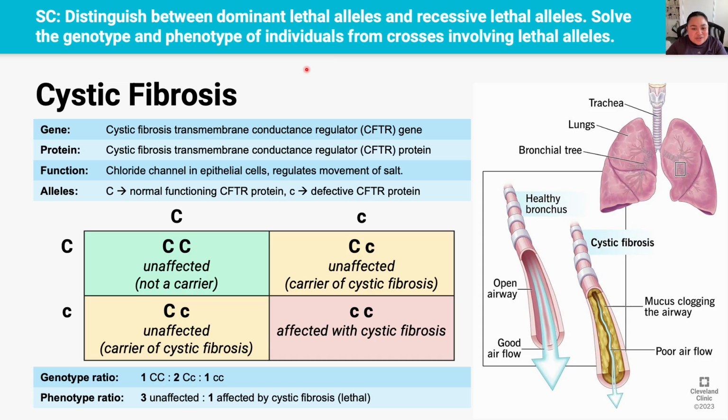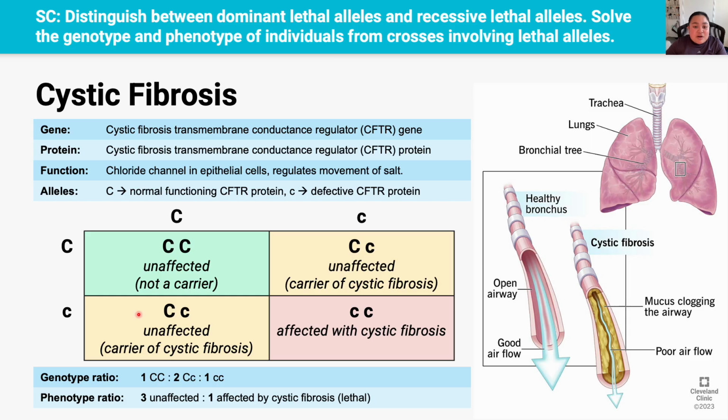Now, we don't perform crosses on humans because humans aren't lab animals, so this Punnett square is just hypothetical and shows us the predicted genotype of offspring from a cross between two heterozygotes. The expected genotype ratio is 1 to 2 to 1, but the phenotype ratio is now 3 unaffected to 1 affected by cystic fibrosis. It's important to note that of the 3 unaffected, 2 would be carriers of the little c allele for the defective CFTR protein. That means that those heterozygote carriers could pass on the disease allele to their offspring.